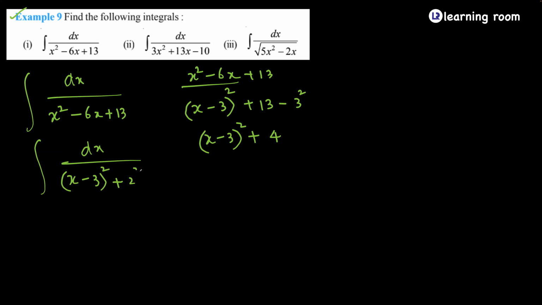Can I write it as 2 square? So this is in the format x square plus a square. For x square plus a square, the formula is 1 by a, and 1 by a is 1 by 2, into tan inverse of x by a plus c.